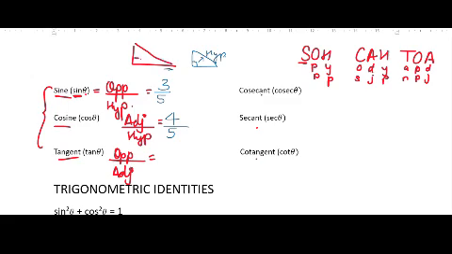So again, redrawing our triangle here. This is 3, this is 4, and this is 5. So what will your tan be? Tan is opposite upon adjacent. This is your theta. So opposite is 3, adjacent is 4. So that is going to be 3 by 4.